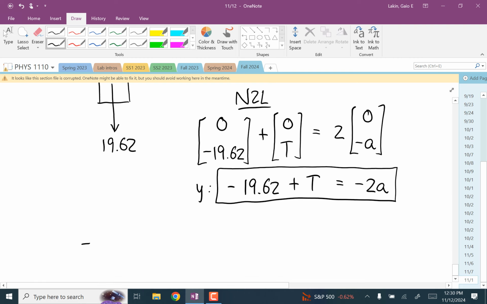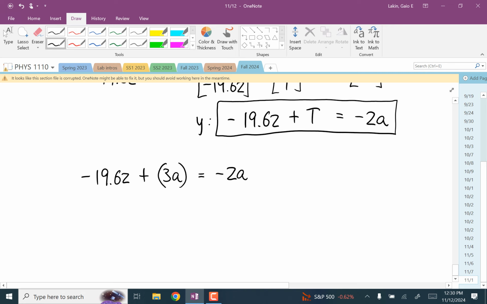So we get negative 19.62 plus 3a is equal to negative 2a. And so 5a is equal to positive 19.62. And so a is equal to 3.924.